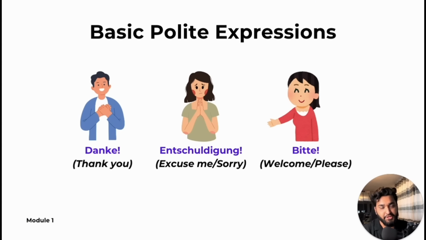Basic polite expressions. There are some basic polite expressions like danke, Entschuldigung, or bitte. Okay? Danke means thank you. Entschuldigung means excuse me or sorry. If you want to say sorry to someone or excuse me to someone, in both cases you would use Entschuldigung. Okay? This bitte can be used for 1,000 situations, but I just wrote 2 of them.